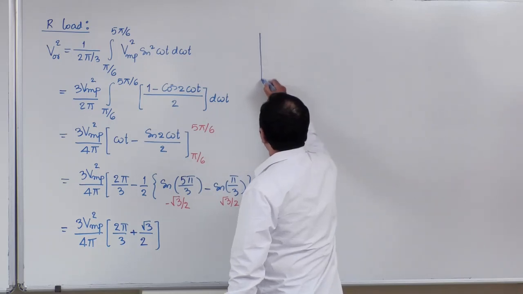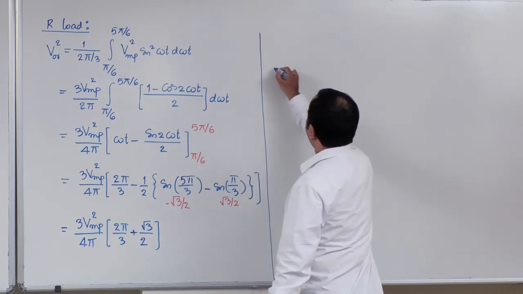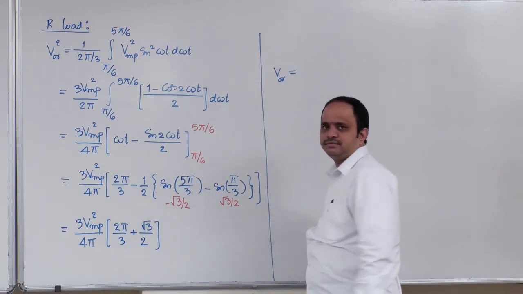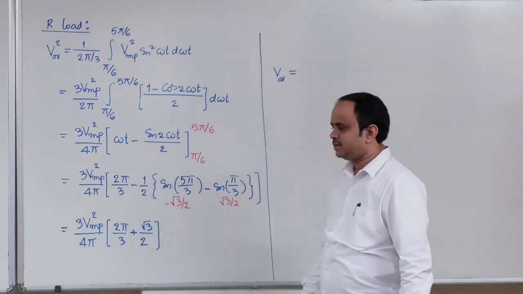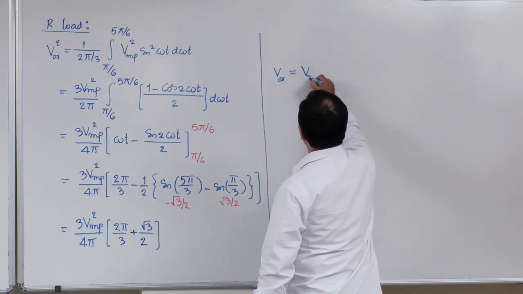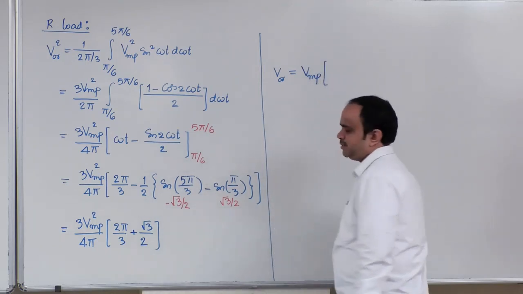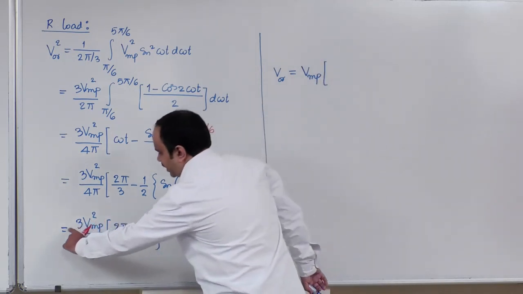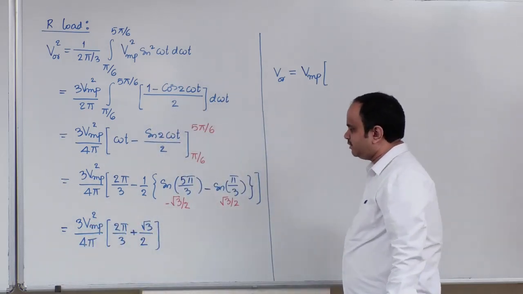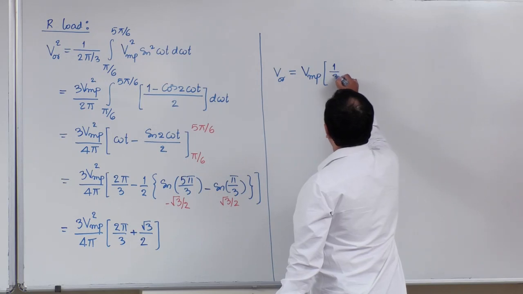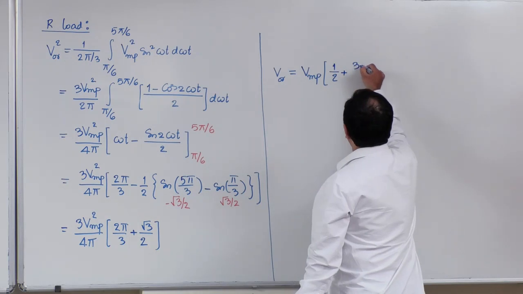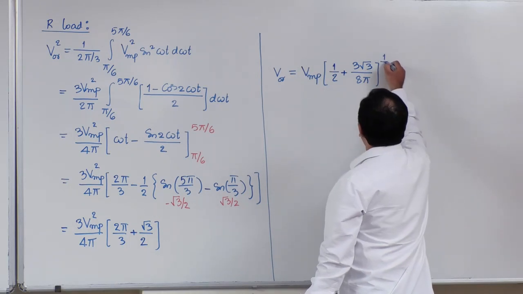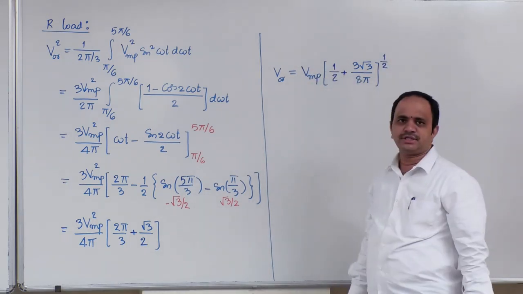Therefore now final conclusion is V_OR is the required value, RMS voltage. You need to take a root of this function. So Vmp square, if you take a root, then it will give you Vmp, 3 by 4 pi into 2 pi by 3. 3 and 3 will get cancelled out. 2 pi by 4 pi will give you 1 by 2. Next plus 3 root 3 divided by 8 pi under root. You have to take a root for that function totally.